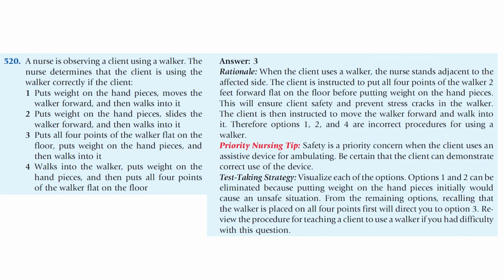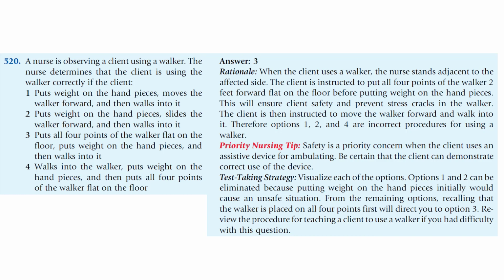520. A nurse is observing a client using a walker. The nurse determines that the client is using the walker correctly if the client 1. Puts weight on the hand pieces, moves the walker forward, and then walks into it. 2. Puts weight on the hand pieces, slides the walker forward, and then walks into it. 3. Puts all 4 points of the walker flat on the floor, puts weight on the hand pieces, and then walks into it. 4. Walks into the walker, puts weight on the hand pieces, and then puts all 4 points of the walker flat on the floor.